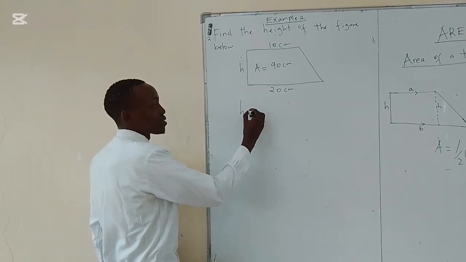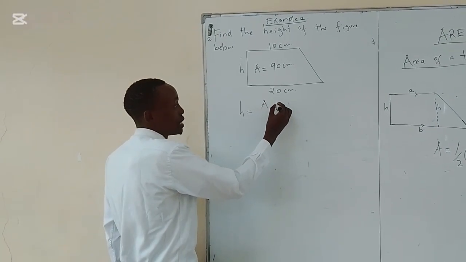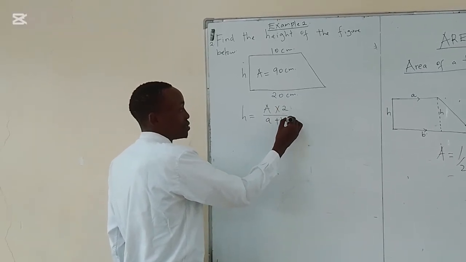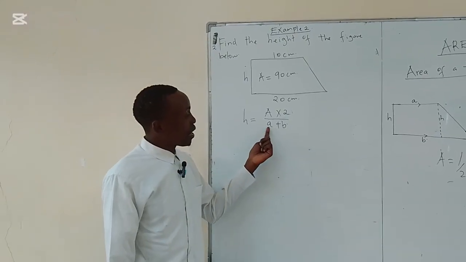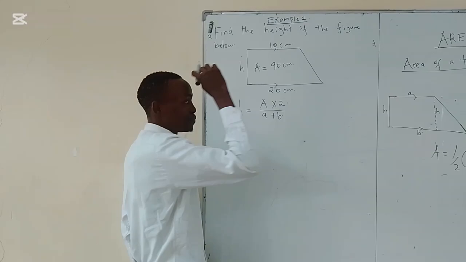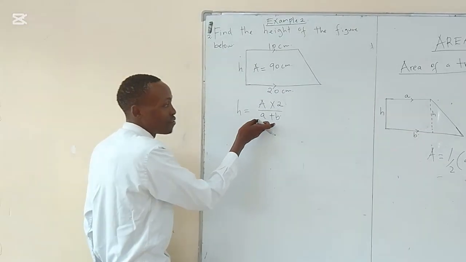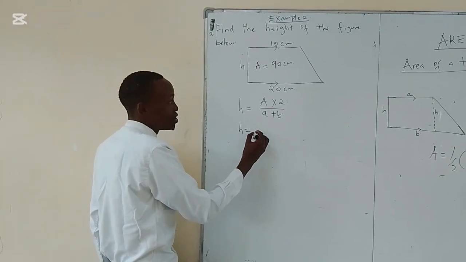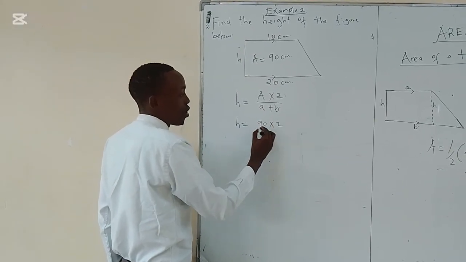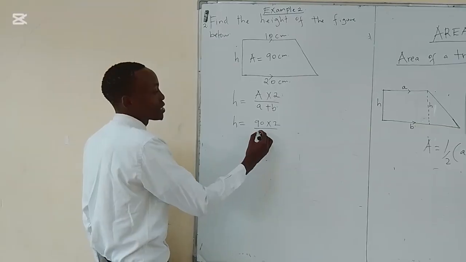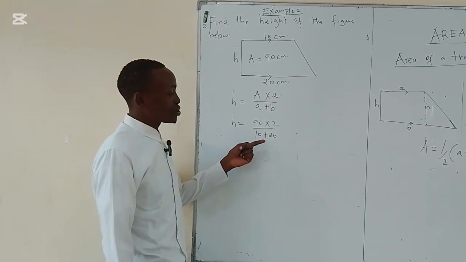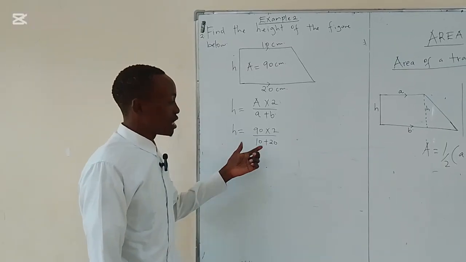So for you to get height, it is the same as you take area times 2 over A plus B. Remember that A and B are the parallel lines. So this one is A, this one is B. So substitute the values you are given to get height. So h is equal to area, which is given as 90. So take 90 times 2 over A, we can take 10, plus 20. It doesn't matter if you want, you can also do 20 plus 10.